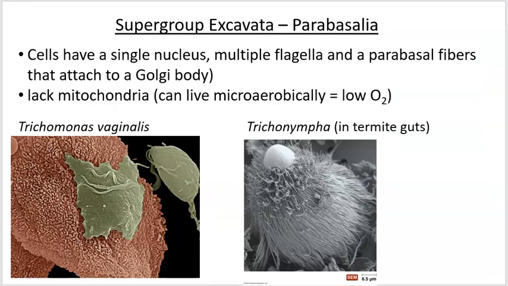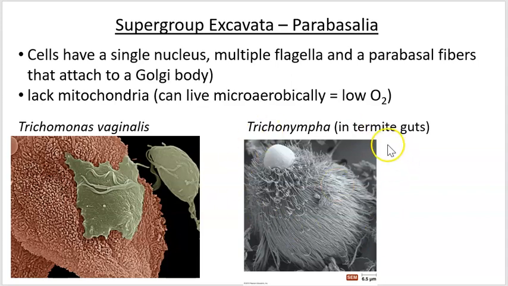A relative of the diplomonads is a group known as the Parabasalia, and these guys are a little bit different. They do have a single nucleus. They do have multiple flagella, as we can see here, but they also have something that is known as parabasal fibers that are actually going to attach to the Golgi body itself. And similarly to the other ones, they do lack mitochondria, and so they live in conditions that are described as microaerobic, which just means there's low oxygen that is out there. So we'll find them living in the guts of different kinds of animals that are out there.